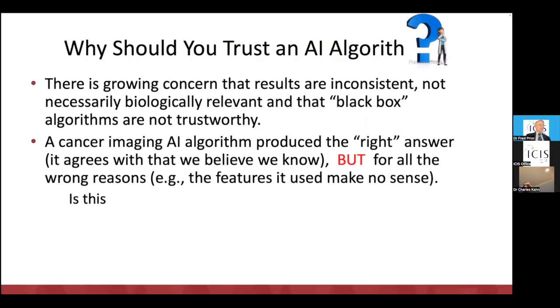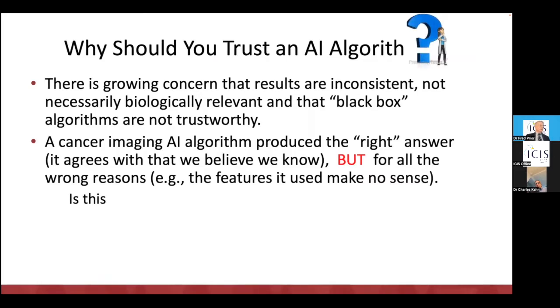And I'm going to start off with a question of why should you trust an AI algorithm? So there's growing concern that the results are inconsistent, they're not necessarily biologically relevant, and that black box algorithms just aren't trustworthy. And so as an example, a cancer imaging AI algorithm produced the right answer, where right is defined as it showed us what we think we know about this particular, say, cancer from a radiology image. But it gave us the right answer for all the wrong reasons.